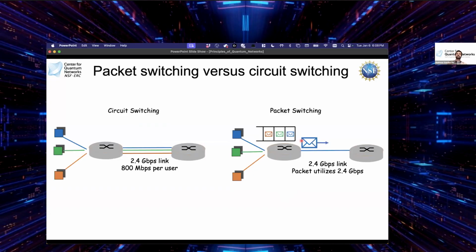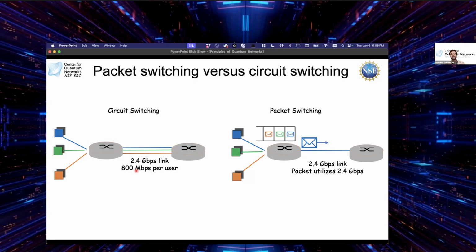We can do a brief comparison between packet switching and circuit switching, and let's look at this particular case here, where we have two routers. We're looking at a link between two routers, and we have three users communicating through that link. Let's suppose that this link has a bandwidth of 2.4 gigabits per second. If we're using circuit switching, we're going to allocate this bandwidth for our three users. In this case, each user will be able to use 800 megabits per second of bandwidth of that link.